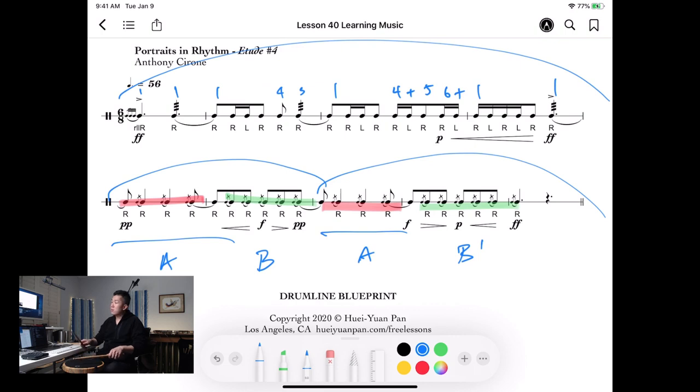1, 2, 3, 4, 5, 6. Sorry, I'll put it on the beat. Crescendo. Opposite. Right? So that's a way of memorizing music.